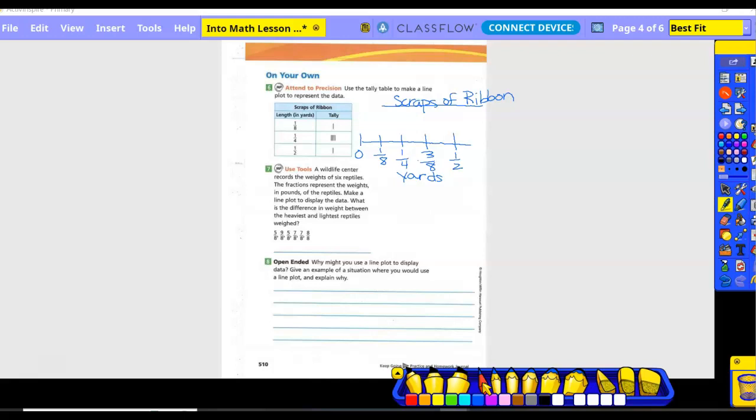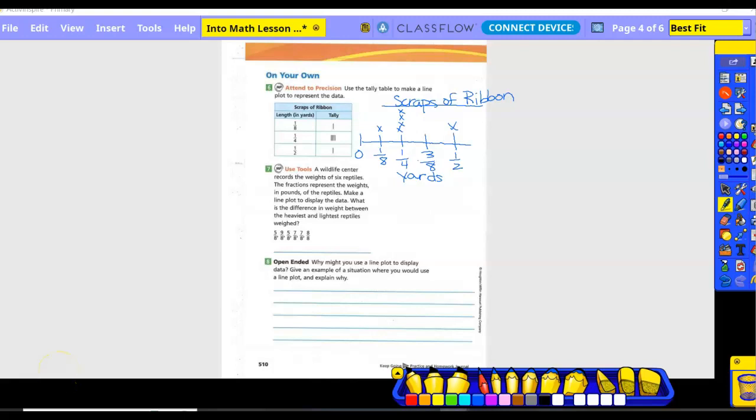So 1/8, how many x's? 1. 1/4, how many x's? 4. 3/8, 0, and 1/2, 1. Okay.